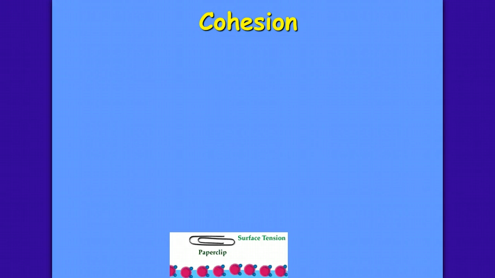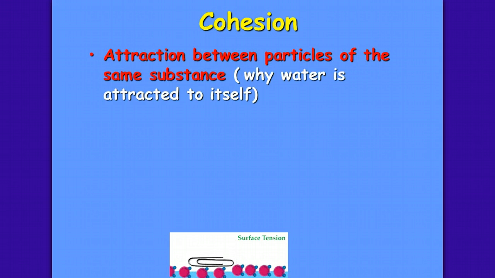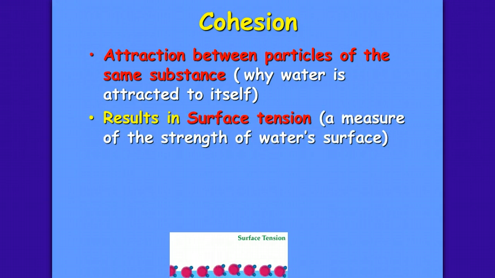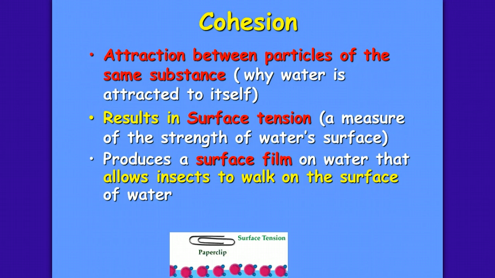So exactly what is cohesion? Cohesion is the attraction between particles of the same substance. This is why water is attracted to itself. This results in what we call surface tension, a measure of the strength of the water's surface. This is one reason why we can see sometimes a surface film on water that allows insects to walk on the surface of the water. So those water spiders, sometimes we see water snakes that are able to stay on top of that surface tension.